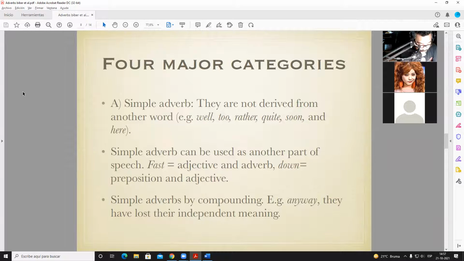And finally, you erase that hyphen and put those two words together, and then you have the simple adverb by compounding, anyway, right? As you can clearly see, anyway is composed of two different words, any and way, the very same with because, right? Be and cause, it's the same idea. It's a compression thing. They tend to go together, so they are combined into one single unit.